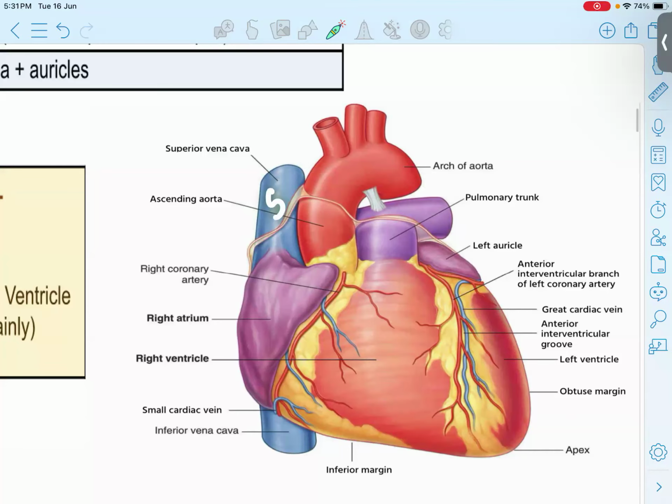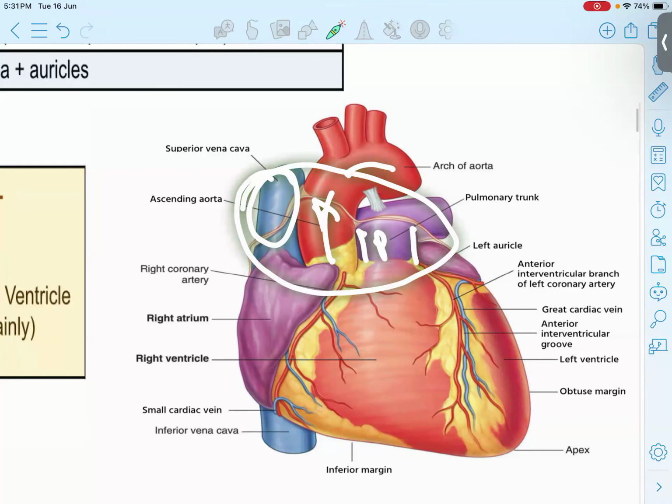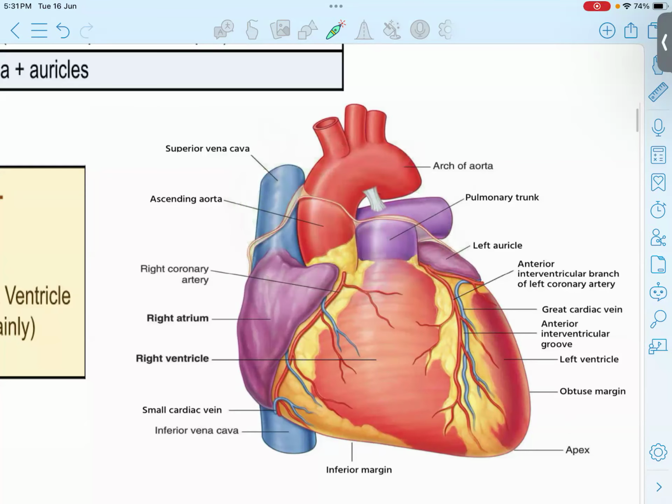It is SAP. S for superior vena cava, A for aorta, ascending aorta and arch of aorta, and P for pulmonary trunk. Always maintain this organization, SAP. And I have already told you this is a pot-like structure.